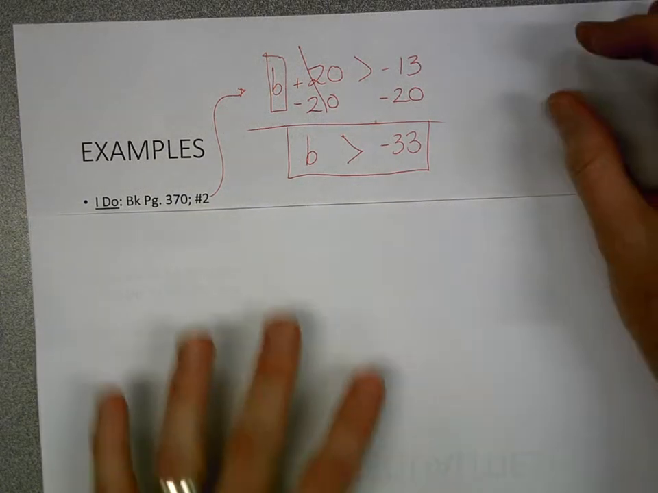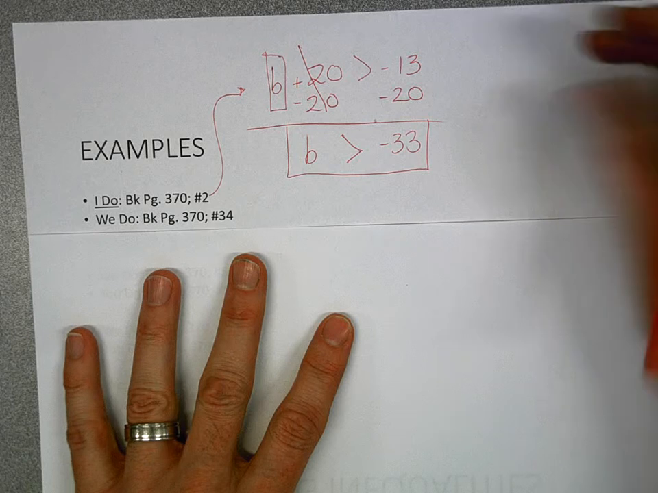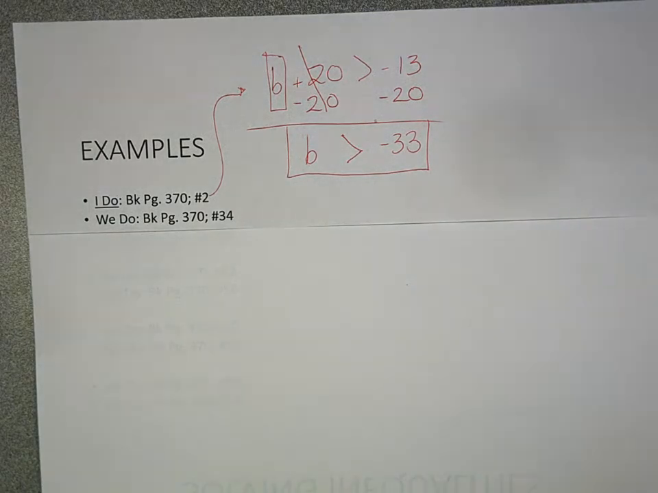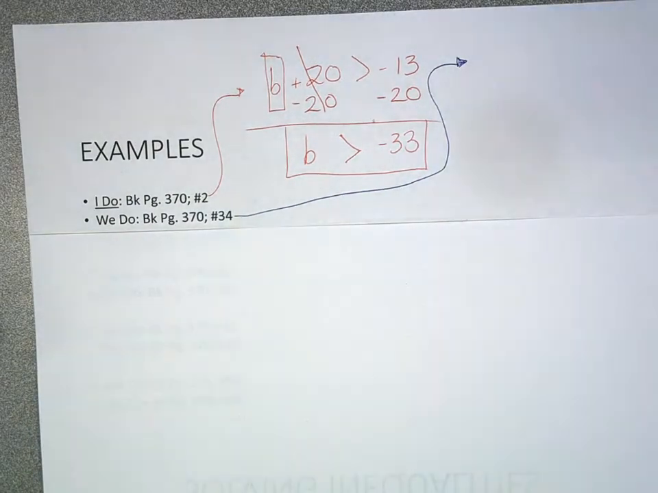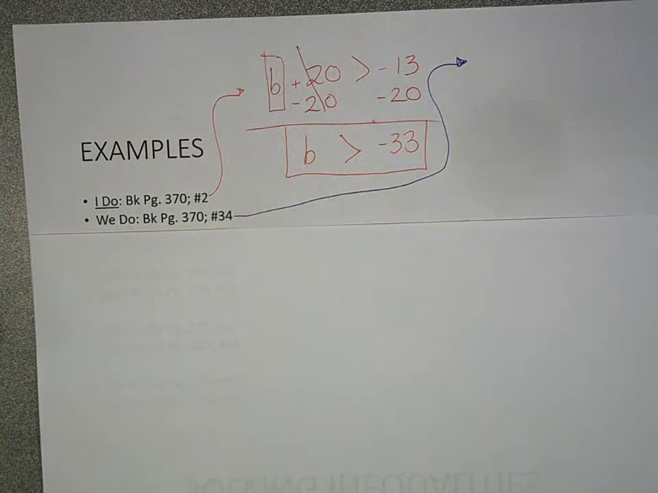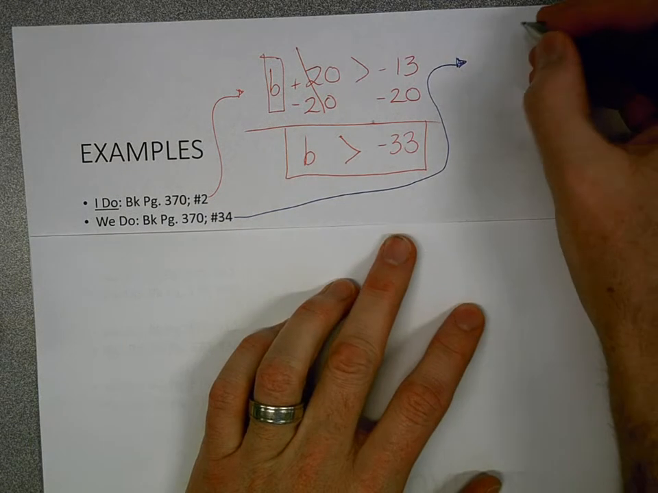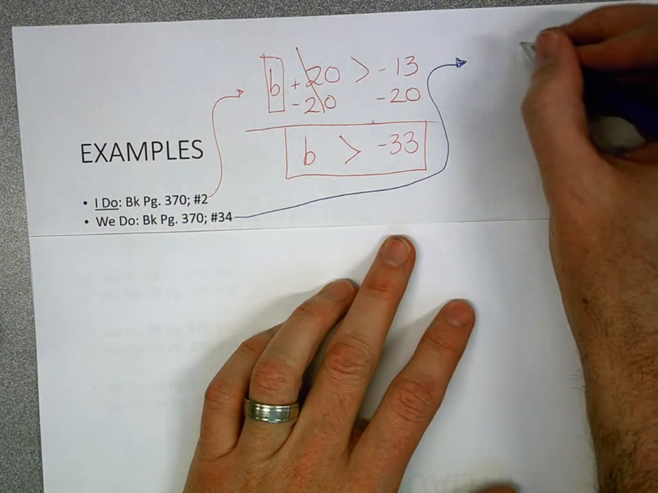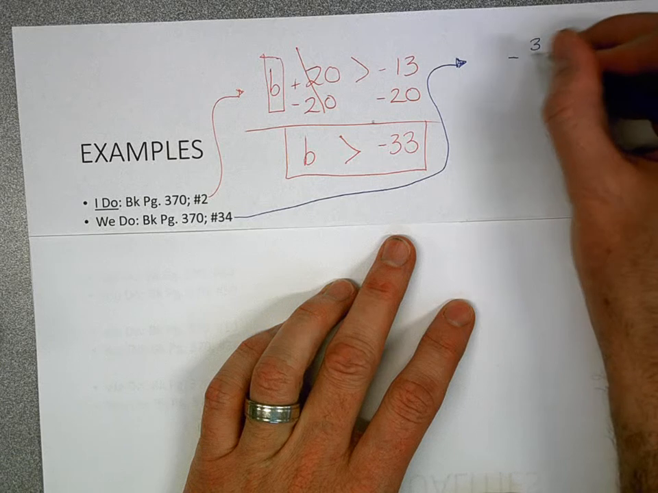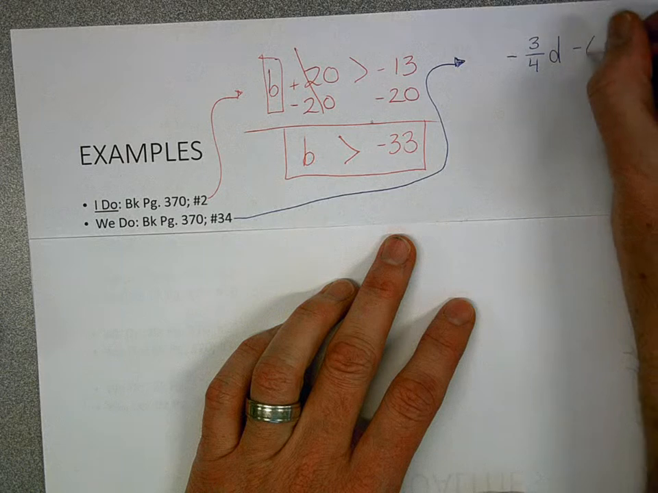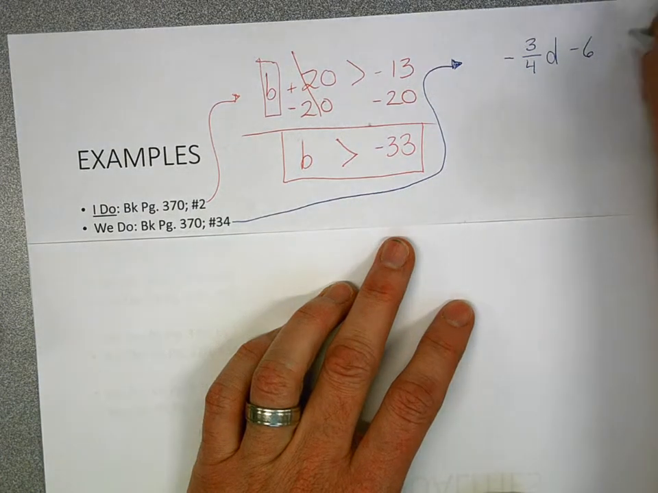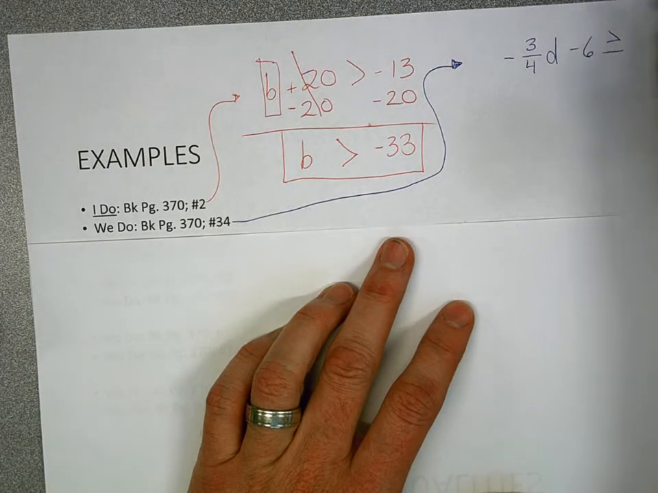All right, so what I want you guys to do now is pick up your pencil. Let's take a look at one of your homework problems. Let's take a look at problem 34. If you haven't already started, go ahead and write down your problem. All right, so we have negative 3/4 d minus 6 is greater than or equal to 9.